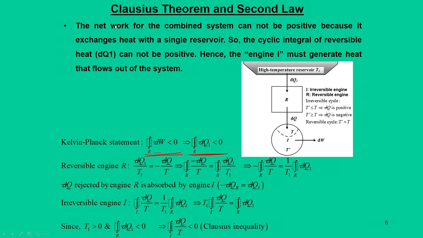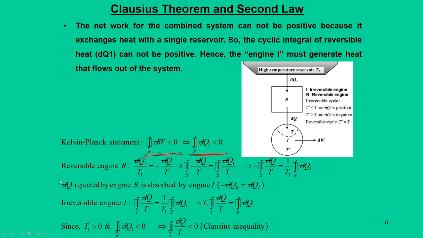So, what we can say is that the net work for the combined system cannot be positive because it exchanges heat only with a single reservoir. So, the cyclic integral of reversible heat, that is dQ1, cannot be positive. Hence, the engine I must generate heat that flows out of the system. That means there has to be another reservoir at a temperature T dash. When T dash is less than T, dQ is positive. When T dash is greater than or equal to T, dQ is negative. And for a reversible cycle, T dash and T must be equal.